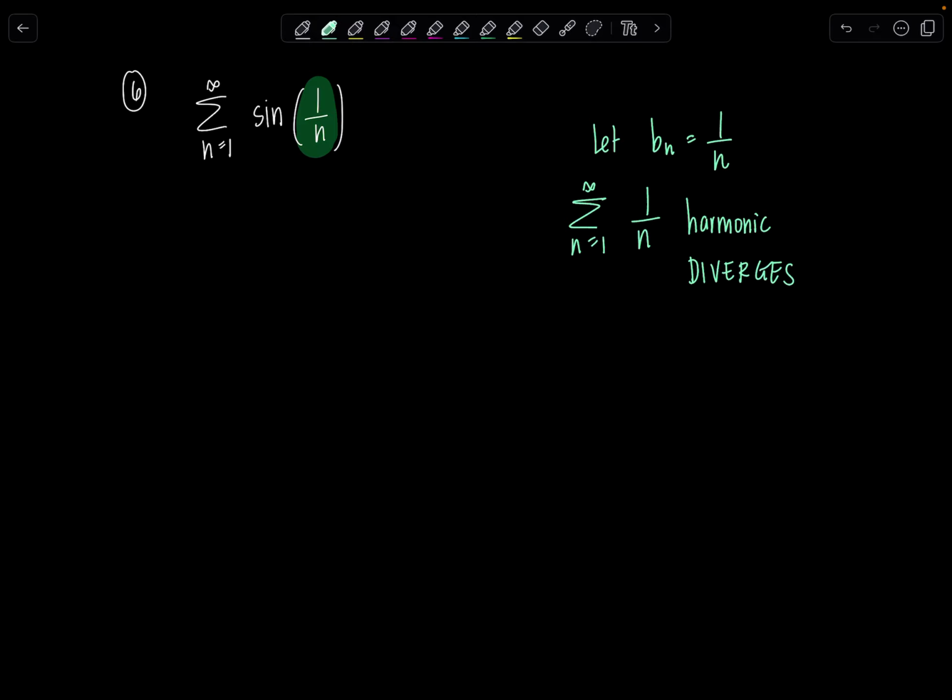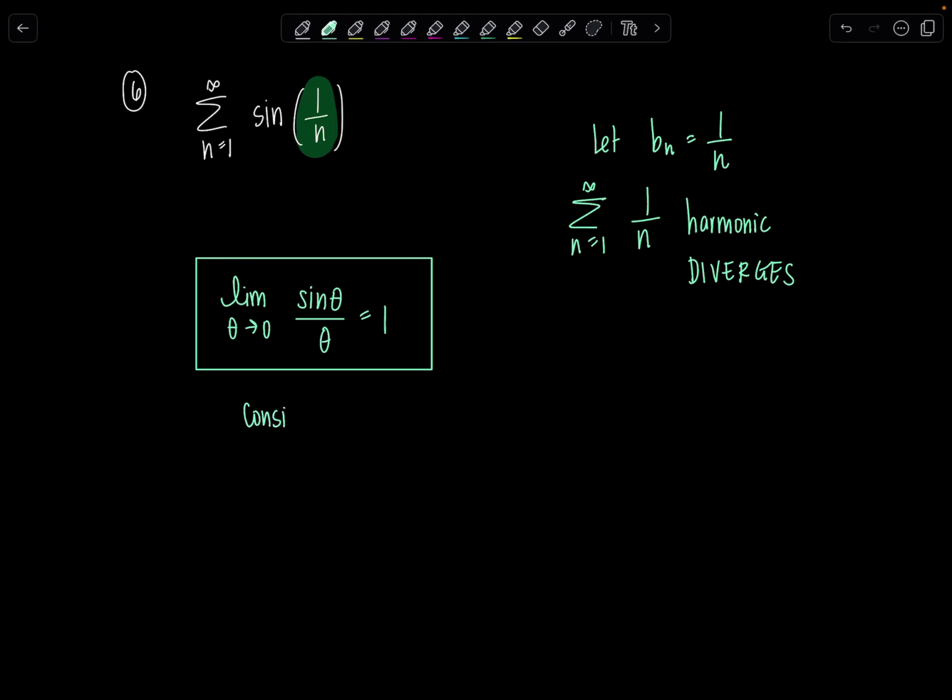And I want to remind you something. Do you remember learning this when you were an innocent Calc 1 student? That the limit as theta approaches 0 of sine theta over theta is 1. That's what we're going to use here. It also works if you have theta over sine theta, because the reciprocal of 1 is still 1. So now we're going to consider the limit as n approaches infinity of sine of 1 over n over Bn, which is also 1 over n.